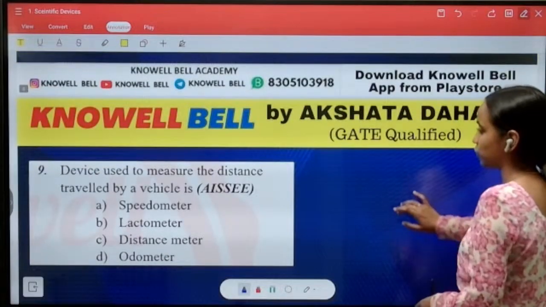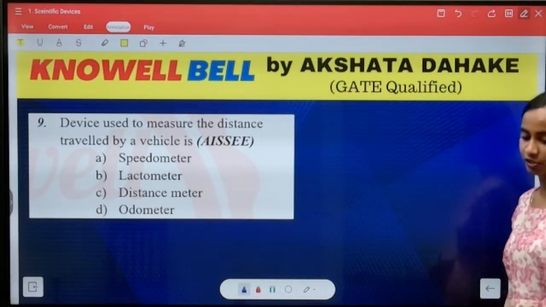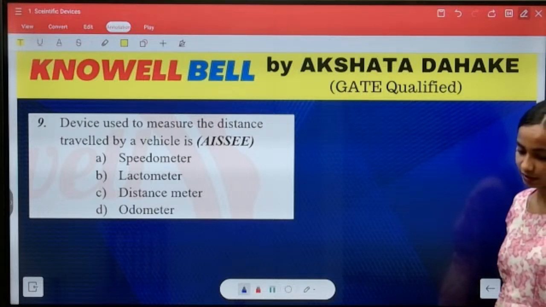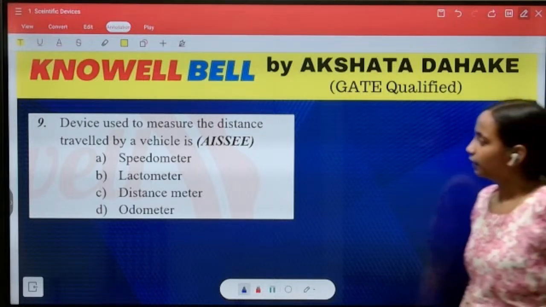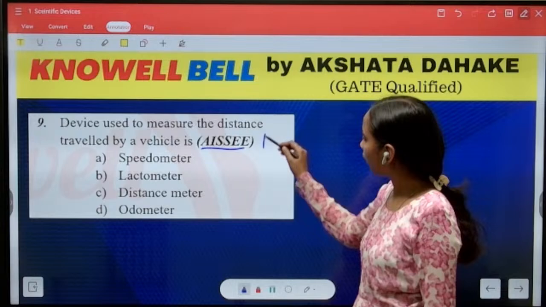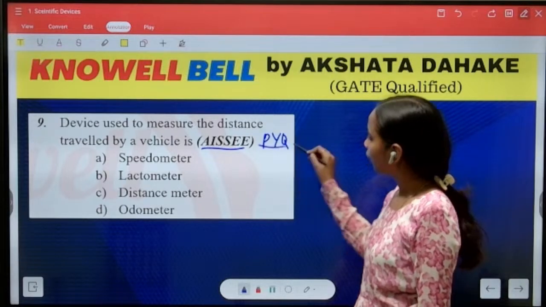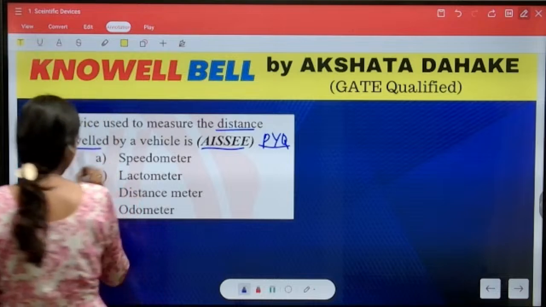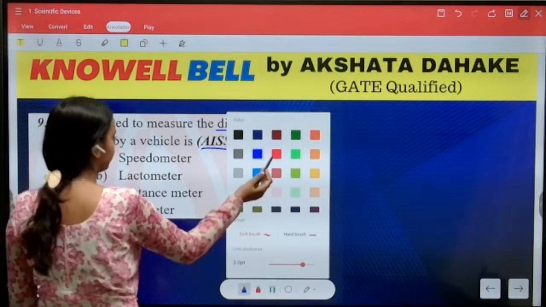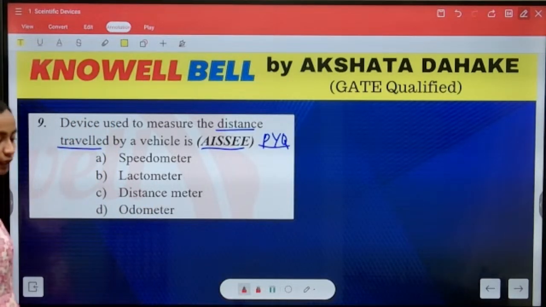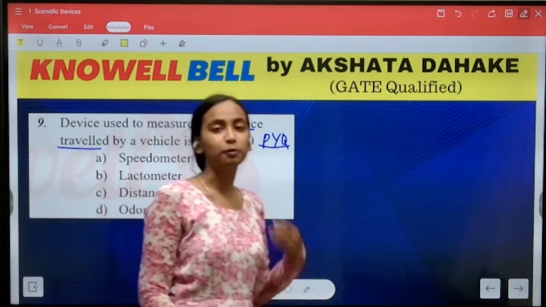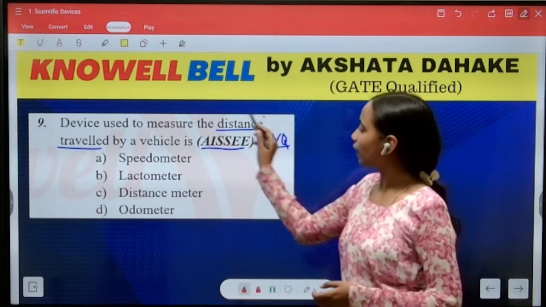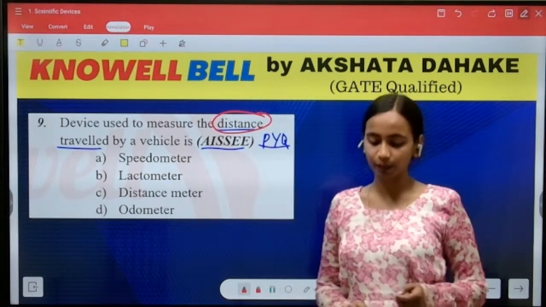Coming towards the next question, device used to measure the distance traveled by vehicle. Which device do we use in order to measure the distance traveled by vehicle? This is a previous year question. Already this has been asked in exam. Distance traveled हम किसके through measure करेंगे? Speedometer, lactometer, distance meter or odometer. Option A, B, C or D. Quickly provide your answer. Distance के लिए कौन सा device हम use करते हैं?